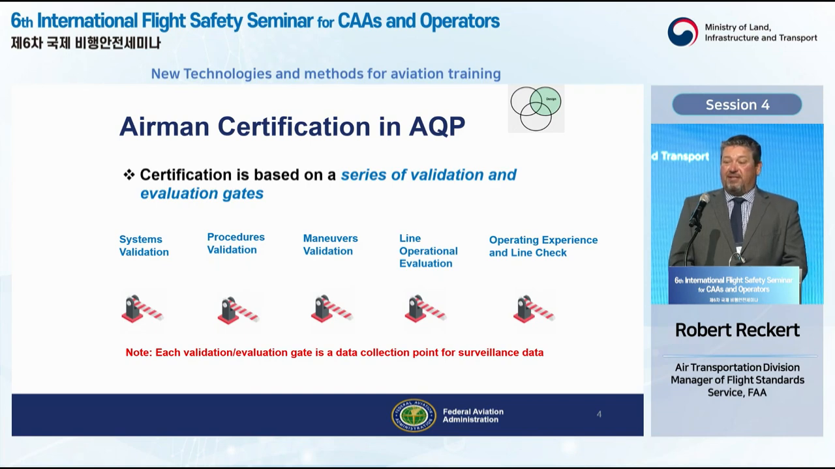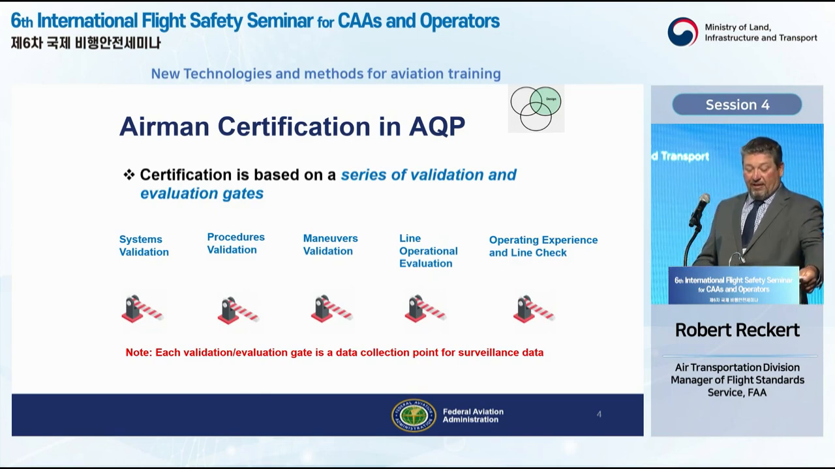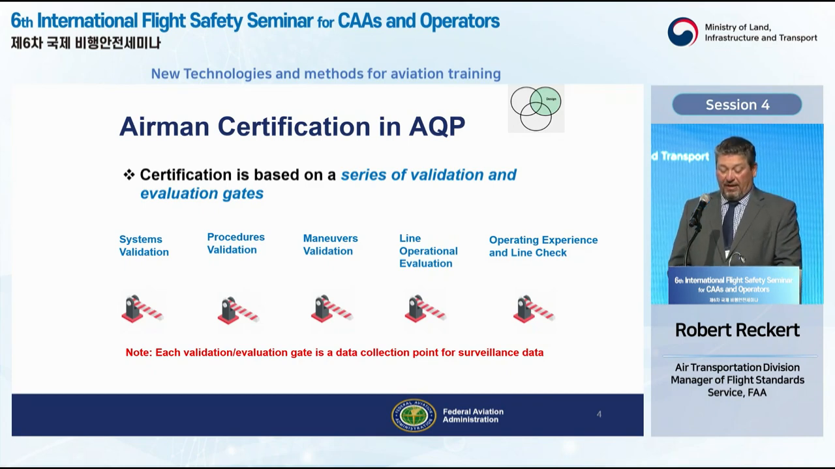The AQP program's certification of the airman or crew member is based on a series of validation and evaluation gates within the program. Systems validations, procedures validations, maneuver validation, line operational evaluation and experience, then operating experience, and finally the line check. Each validation point and gate is a data collection point for surveillance data, not only for us as the regulatory agency, but also for the air carrier that participates in the AQP program. It is worth noting that within our regulatory structure, an AQP program is a voluntary safety program for an air carrier. Our Part 121 rules contain two appendices.